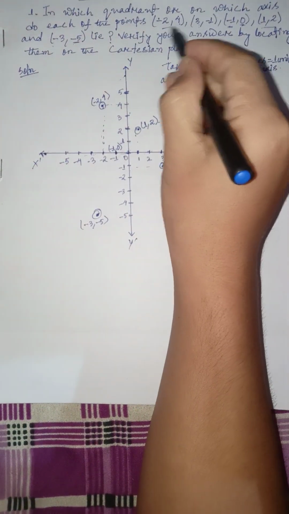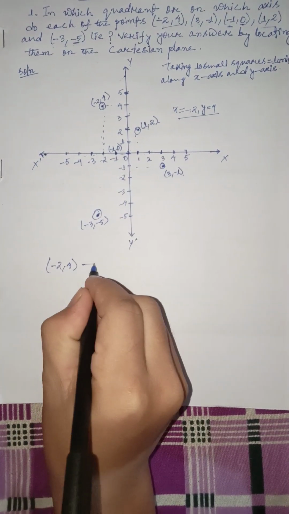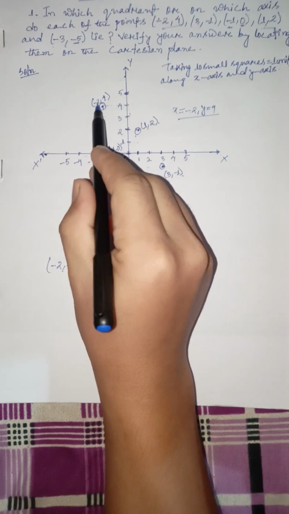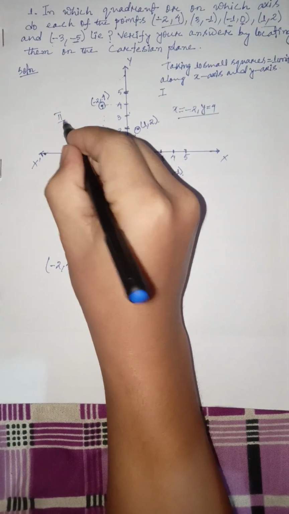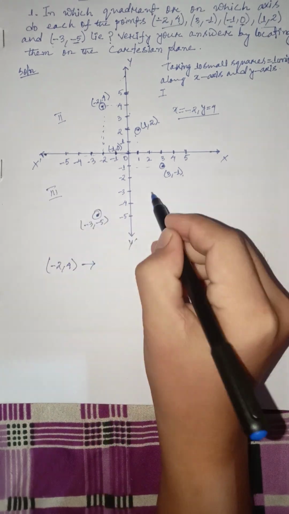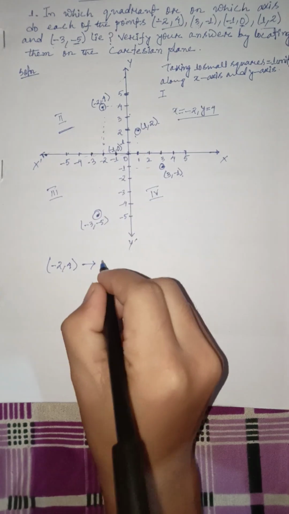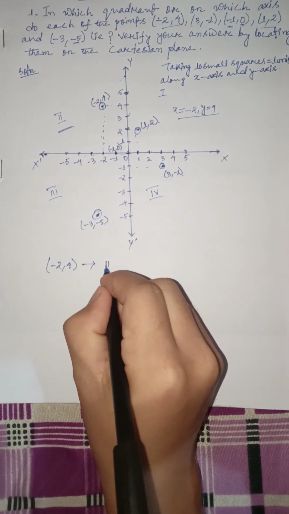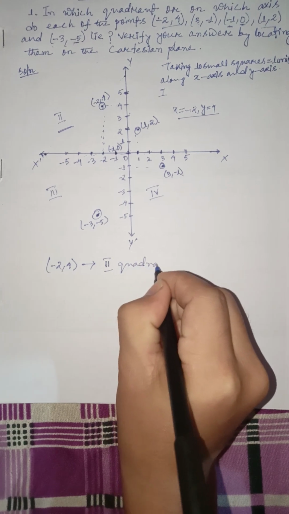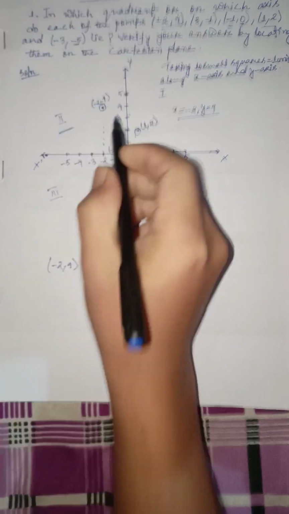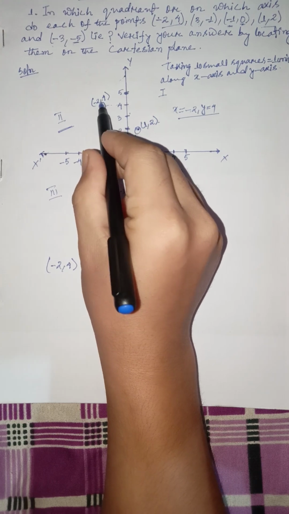Now the first point that we have is minus 2 comma 4. Minus 2 comma 4, in which quadrant does it lie? This is the first quadrant, this is second, this is third, and this is fourth. Now it lies in the second quadrant. And how do we identify that it lies in this second quadrant?